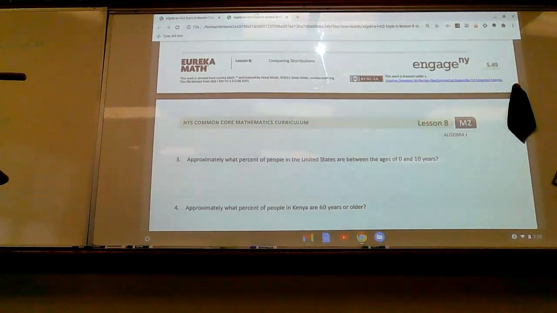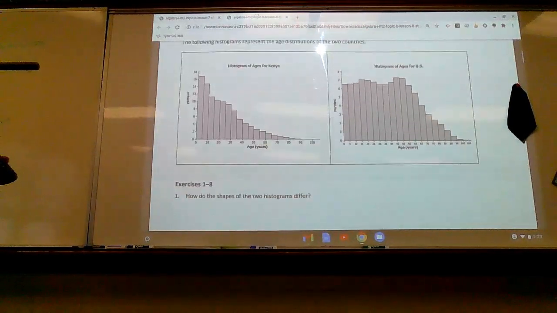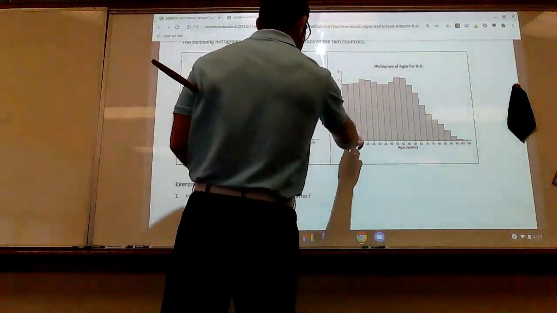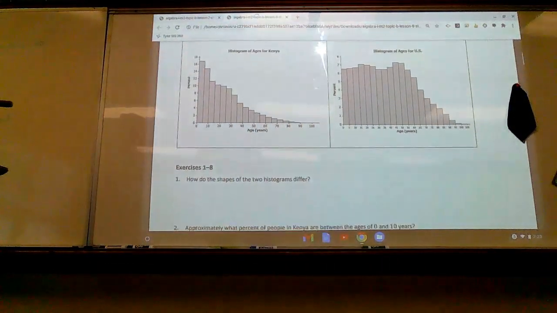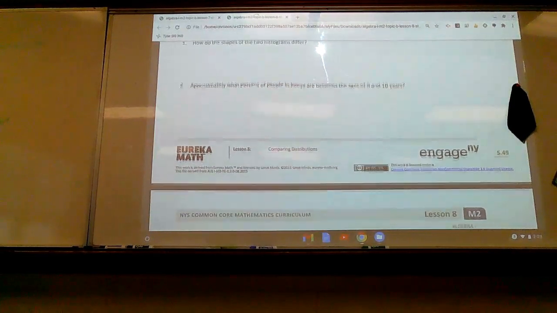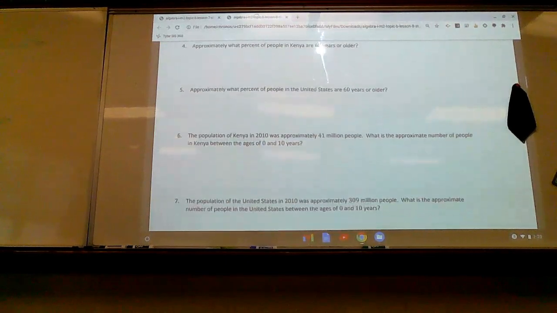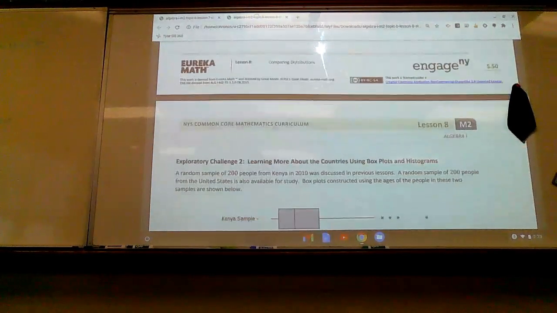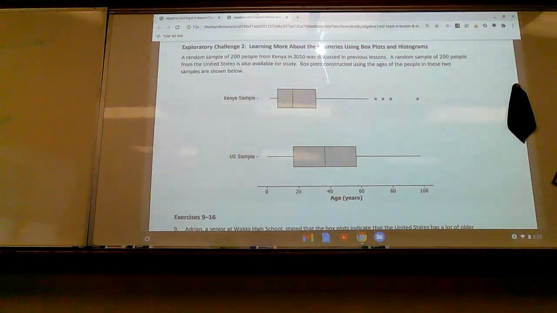Approximately what percent of people in the United States are between there? Well, now when we look at that a little bit differently, 0 and 10, they're both about 6.5%. So there's only like 13% of our kids. So 32 to 13%, man, Kenya's really stacked up with the younger kids. Okay, I'm not going to answer all of these, but now we're going to jump down. And this is the same thing. So now we have the same idea going on.